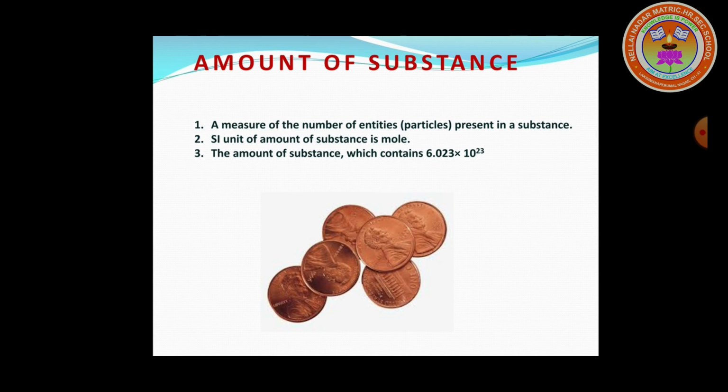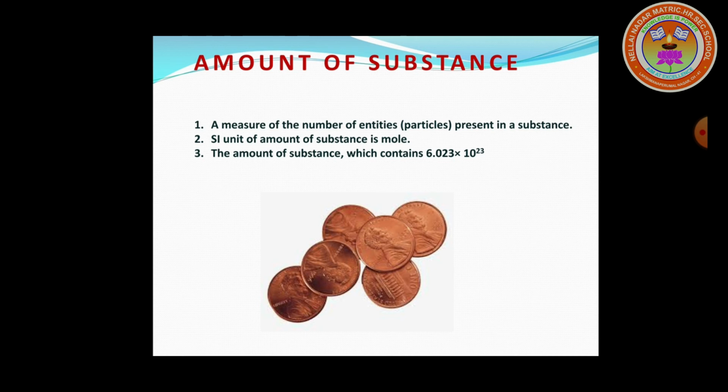Do you understand, students? Okay, so next we move on to the definition of the unit of amount of substance. Already you know the unit of amount of substance is mole. So we move on to define 1 mole. The mole is defined as the amount of substance which contains 6.023 x 10^23 entities.